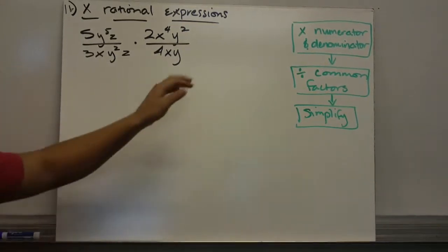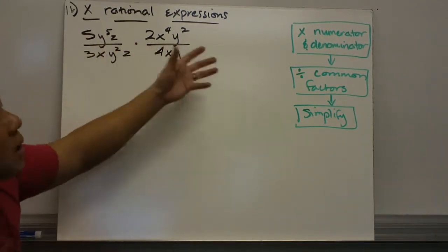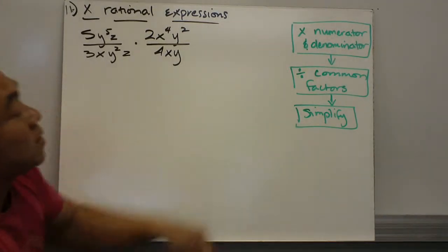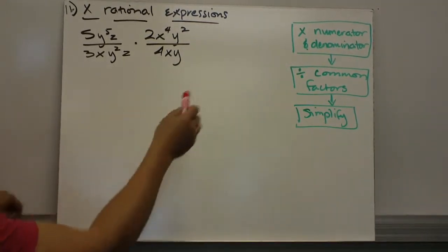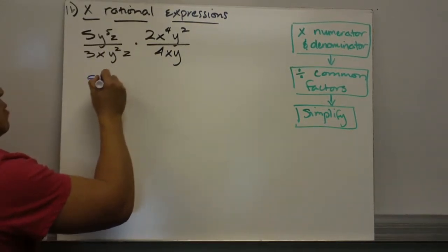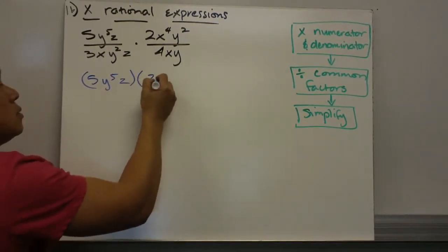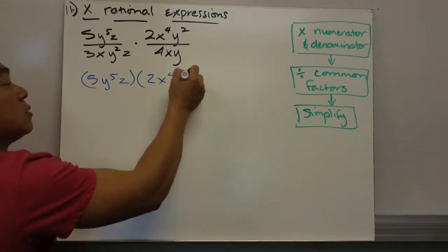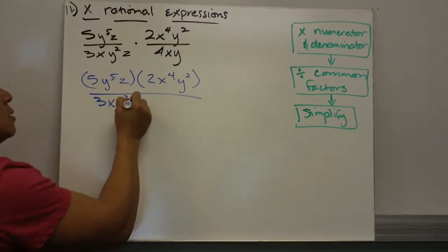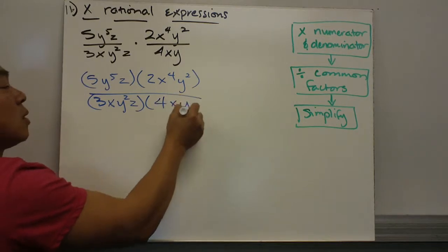Alright, so here, again, we have another multiplying rational expressions. This time we don't have any of the c minus 4. They're just straight up monomials. So here again I have this. We're going to multiply numerator and denominator. Again, we're just going to go straight across. So I'm going to have 5y to the 5th z times 2x to the 4th, and then here I have 3x y to the 2nd z, and then I have 4x and y.